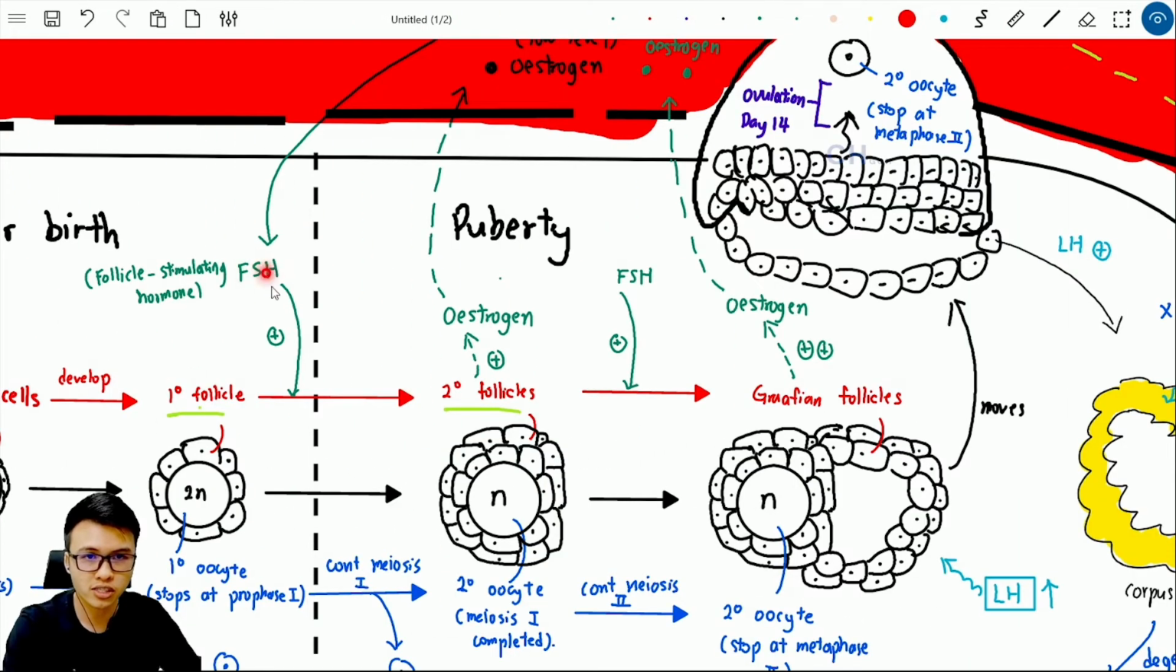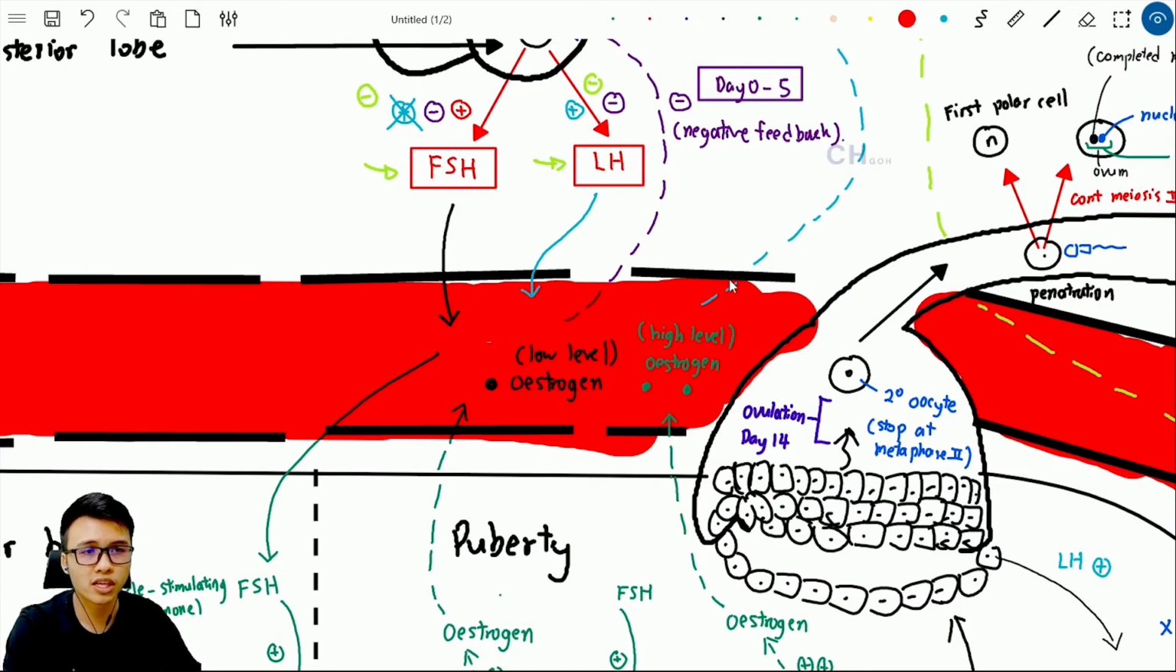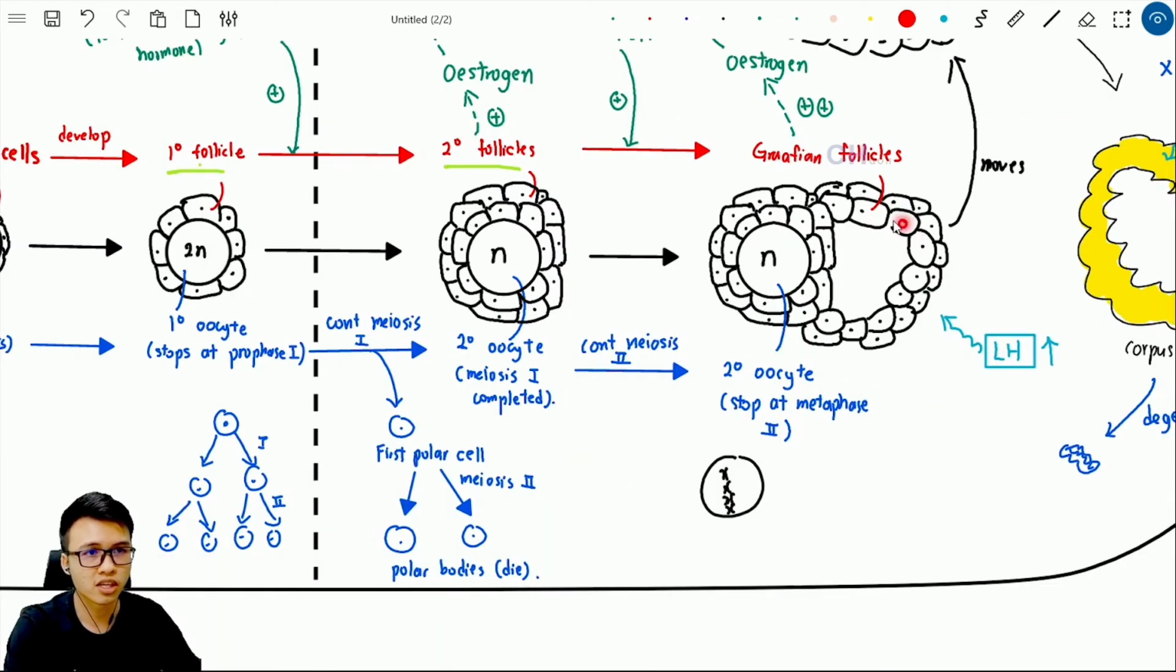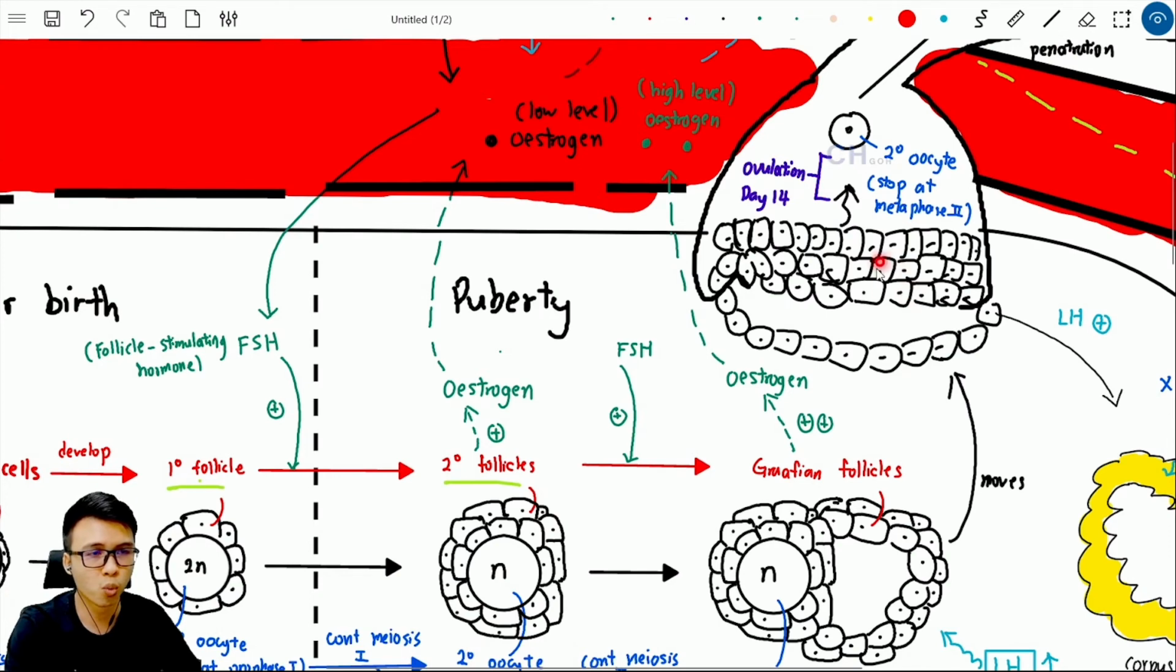Now next, FSH stimulates the growth of the primary follicles into secondary follicles and Graafian follicles, and all these follicles will produce a lot of estrogen. A high level of estrogen will give positive feedback to the hypothalamus. The hypothalamus will produce more GnRH to stimulate the pituitary gland to produce more LH. So in this case, the LH level will increase dramatically just to stimulate the Graafian follicles to move towards the wall of the ovary to release the secondary oocyte.